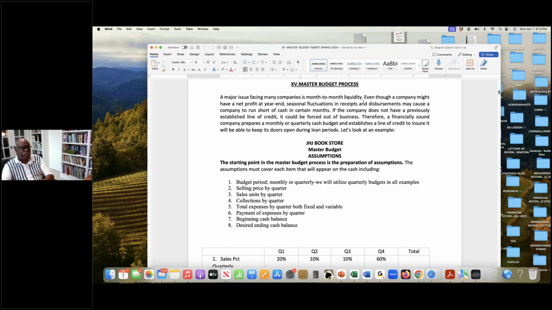And so the way to avoid the problem of running out of cash is we have a master budget process that we go through. If it were a regular business, we do it monthly, but we're doing quarterly in the course and on your project. So you would know, okay, if I'm going to run out of money in the first quarter, then I need to have an arrangement with a bank.